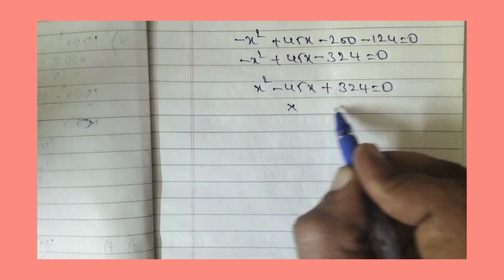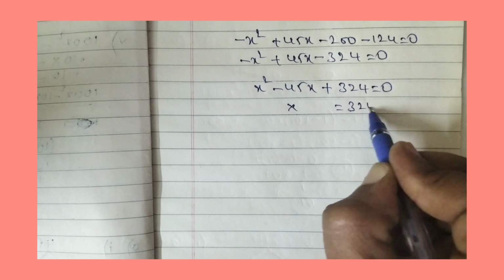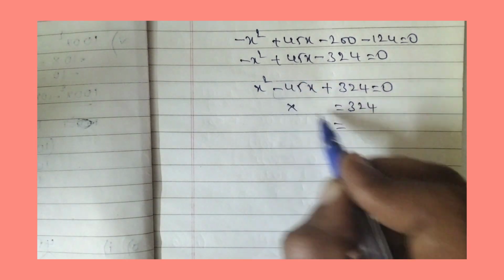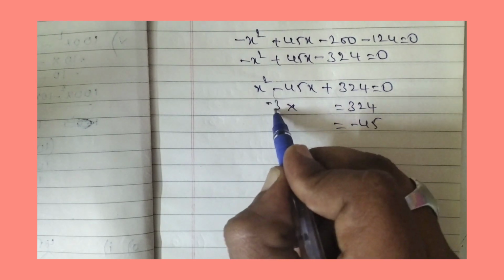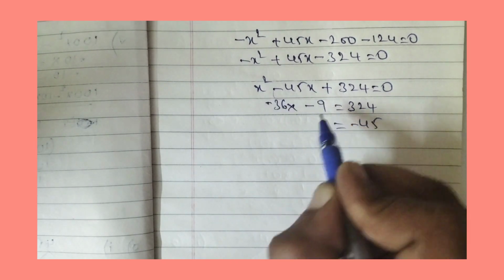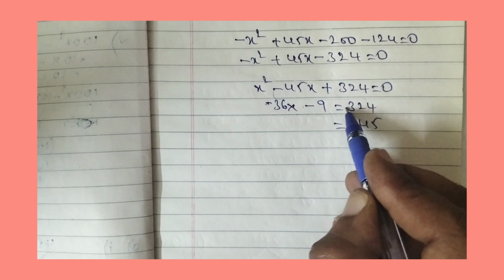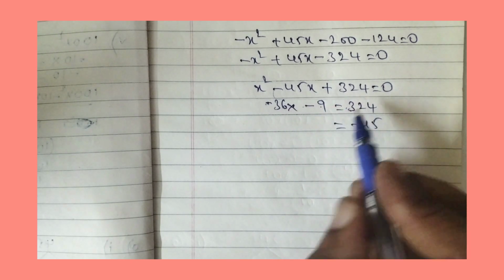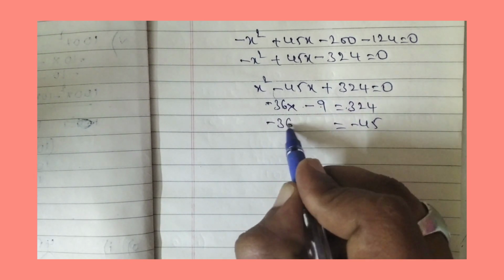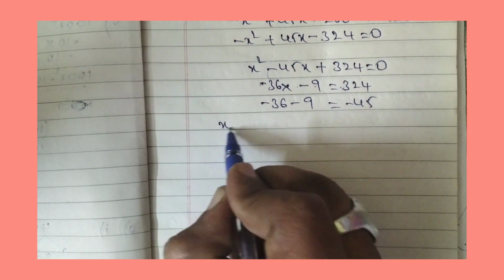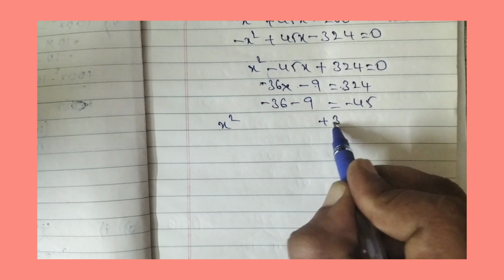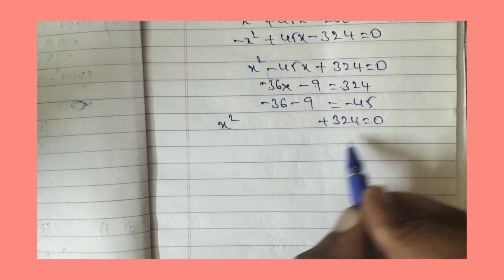If you multiply any two numbers, you have to get 324. If you add or subtract, you have to get minus 45. One is minus 36, one is minus 9. Minus into minus is plus. 36 nines are 324. Minus 36 minus 9 is minus 45. So x square as it is, plus 324 is equal to 0 as it is.